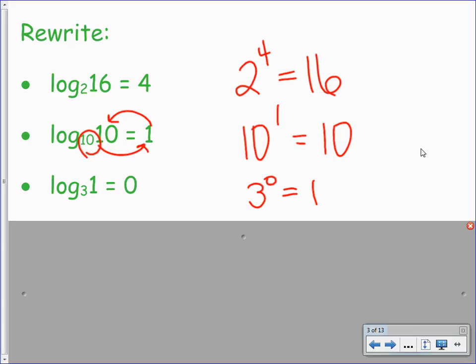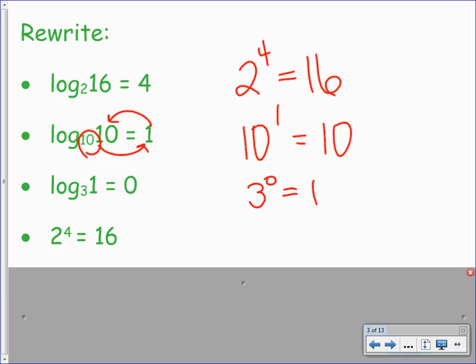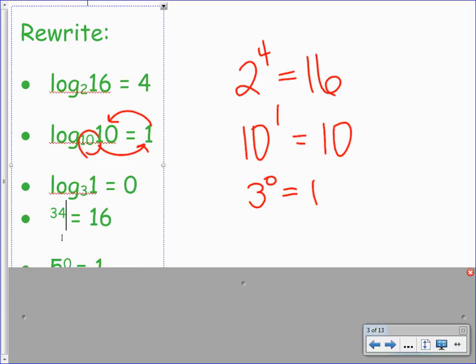Okay, now let's go the other way. What if I want to rewrite 2 to the... Oh, that was not a good example. Because we already have that up here. I'm going to change it. That didn't work out so well. Okay, we'll just erase that example.